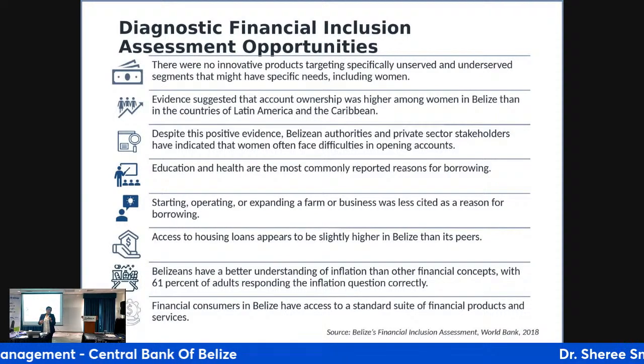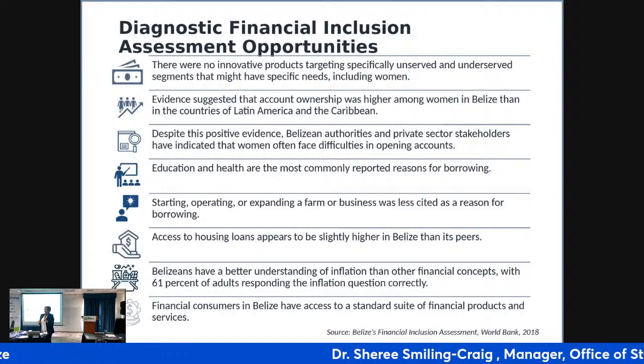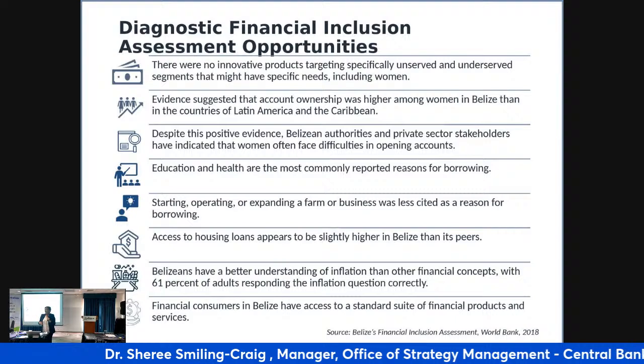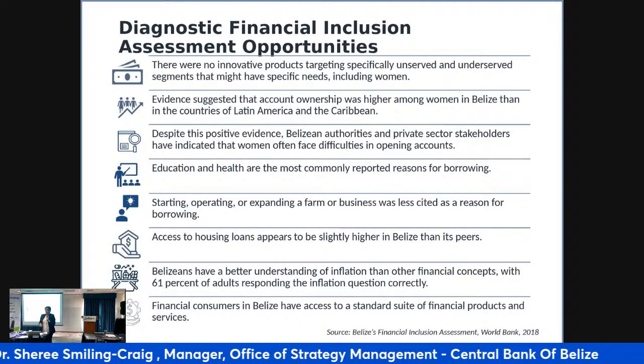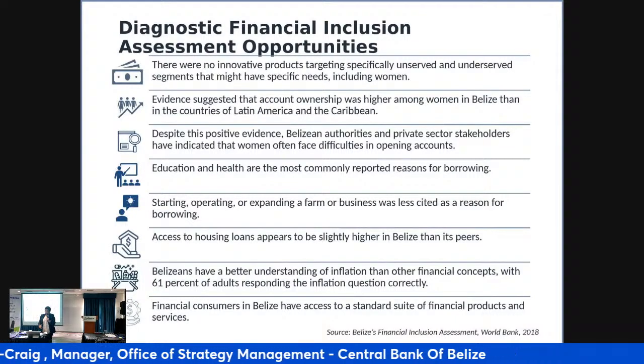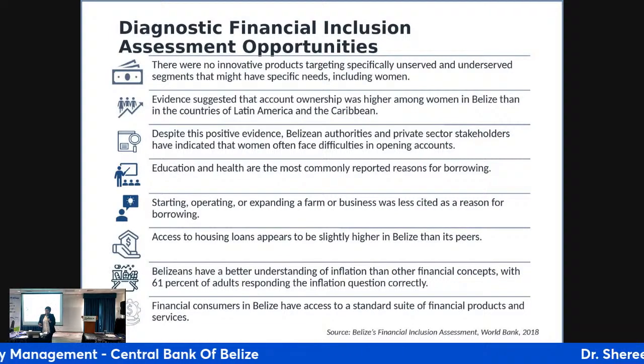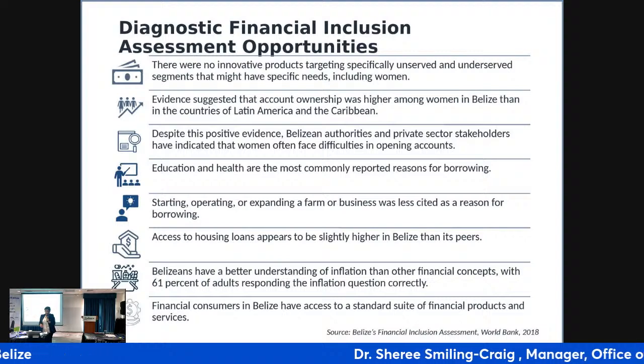There's a lot of evidence in the world that shows that when the woman manages the finances of a household, the livelihood of that household tends to be at a higher level. And as I said, there are many studies. So despite positive evidence, Belizean authorities and private sector said we have to include women.